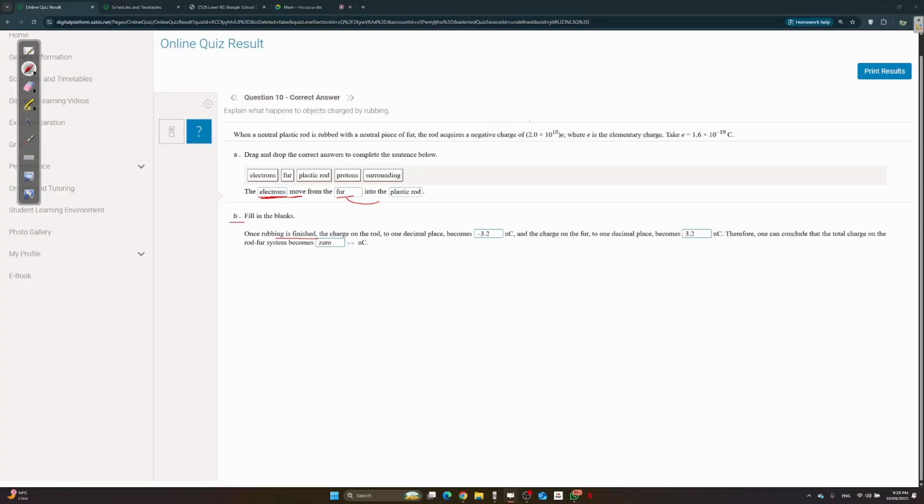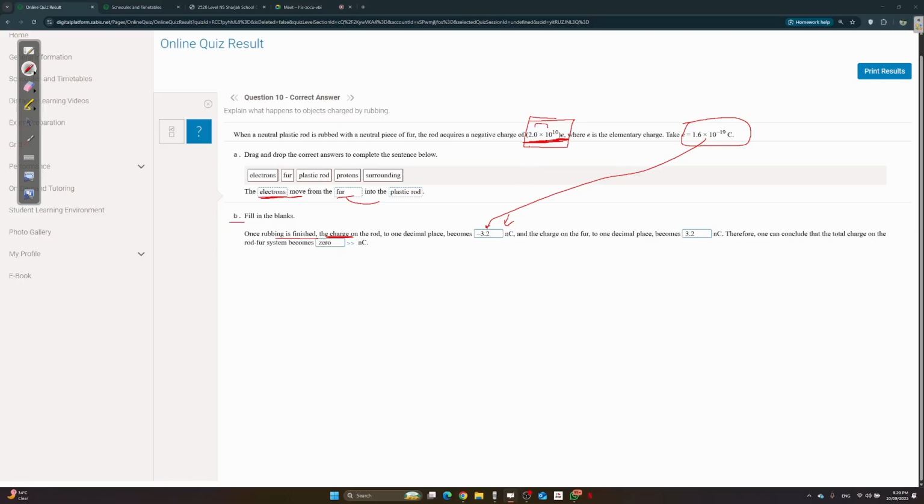What's the charge of the rod here? 2 times 10 to the power 10 electrons. Okay, so now they want it in terms of charge. What are they asking for? The charge. Can you keep it as this? No. So you have to multiply this by 1.6 times 10 to the power minus 19. Perfect, and you get this.